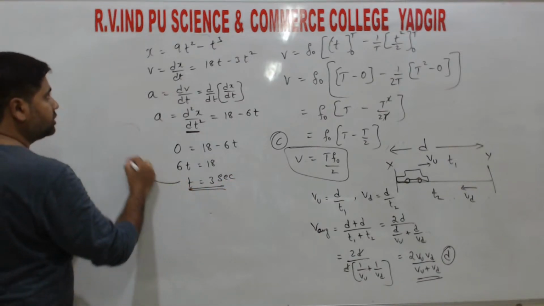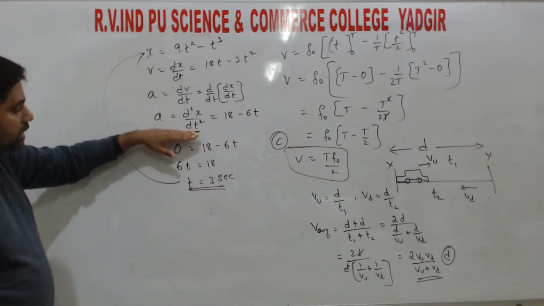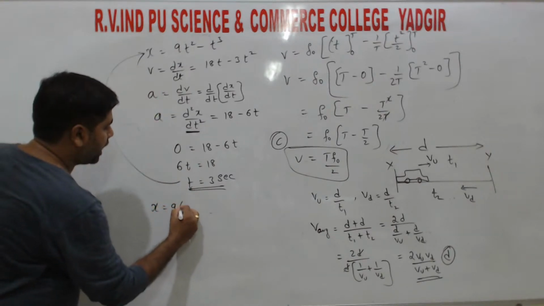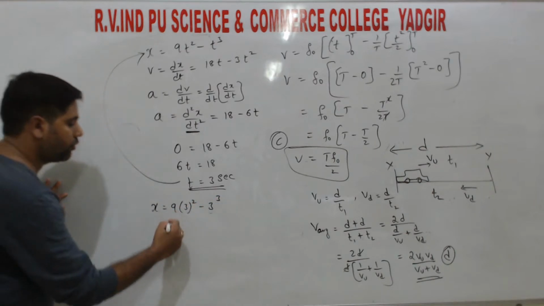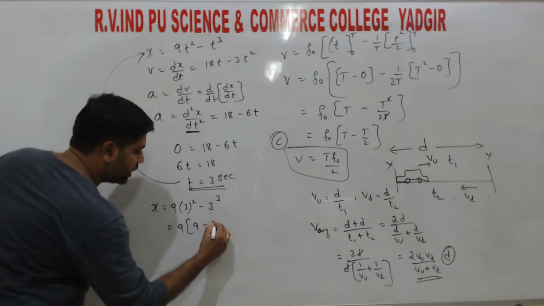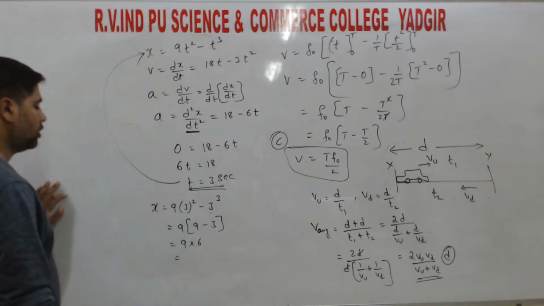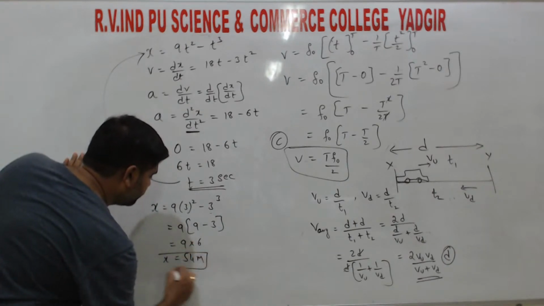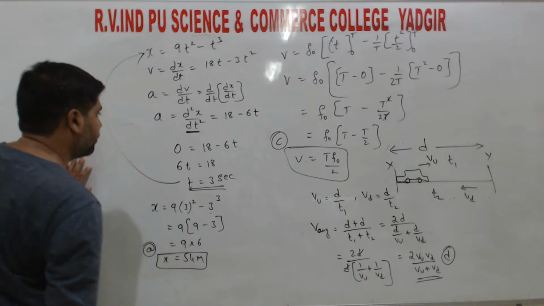So now substitute this here, because we need to find the position of the particle when the object is moving with maximum speed, right? So x is equal to 9 into 3 square minus 3 cube. From this we can take 3 square common, that is 9 minus 3, right? So 9 into 6, that is 54 meter, right? So the answer is option A.